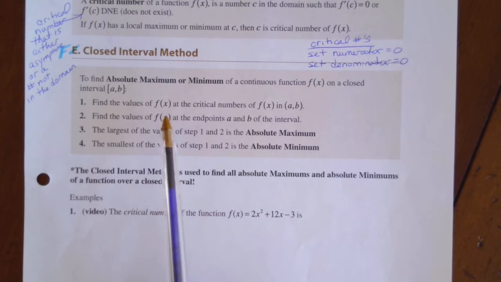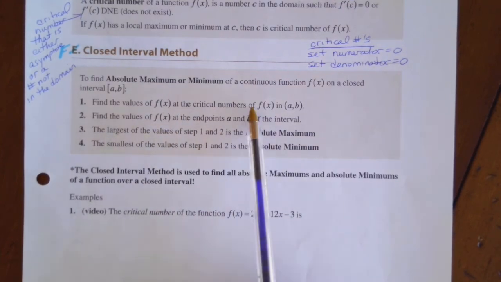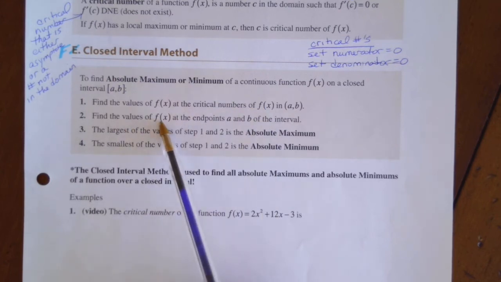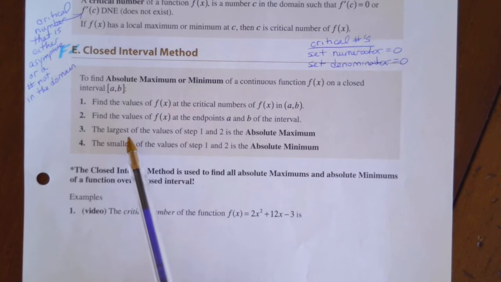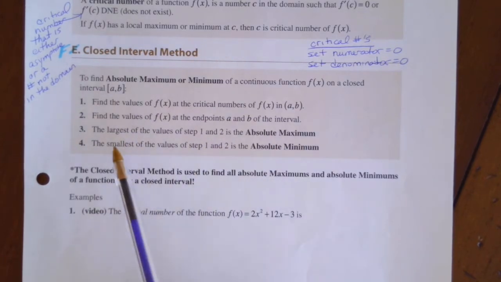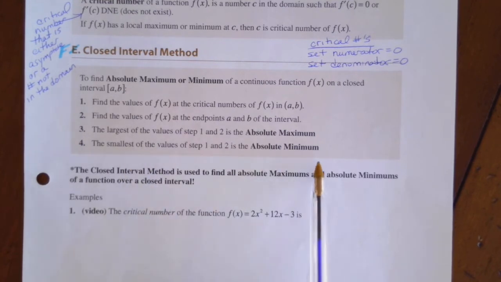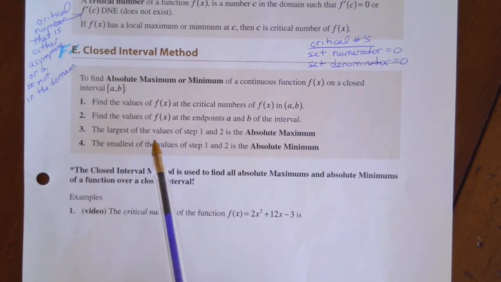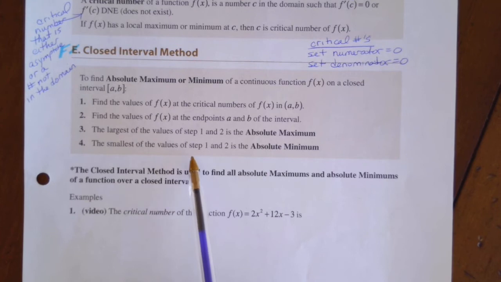So remember, these are the y values. We're finding the y value of the critical number, and the y value of the endpoint values, and then simply the largest of those will be the absolute max, and the smallest value will be the absolute min. And remember, these are the y values. Largest y value is the max, smallest y value will be the min.